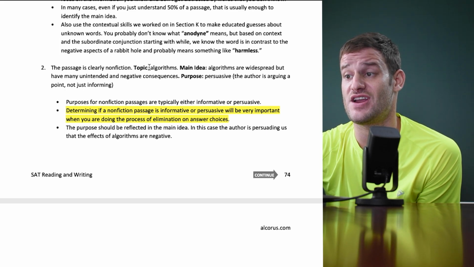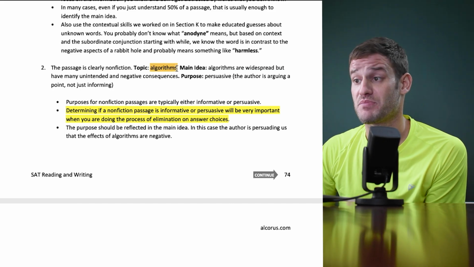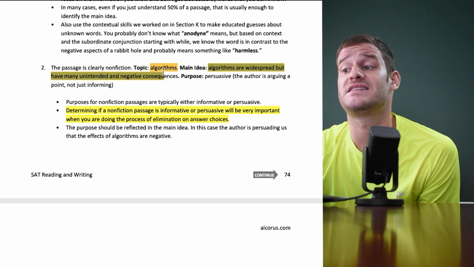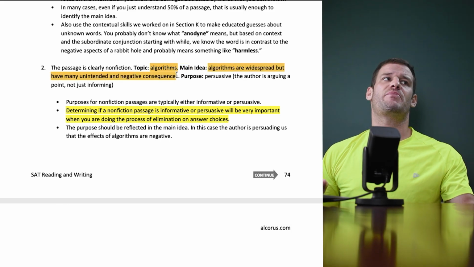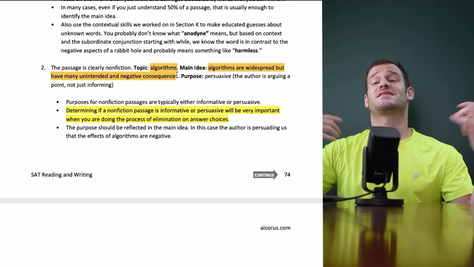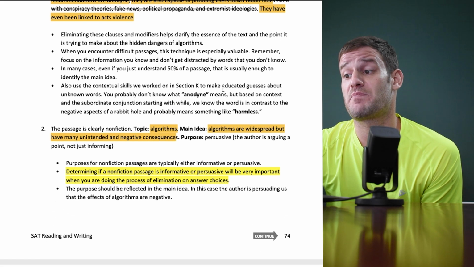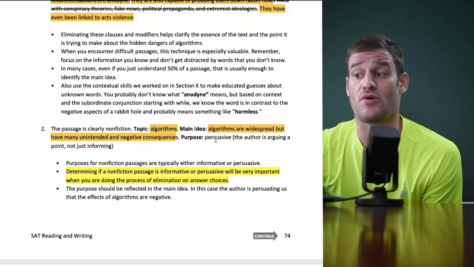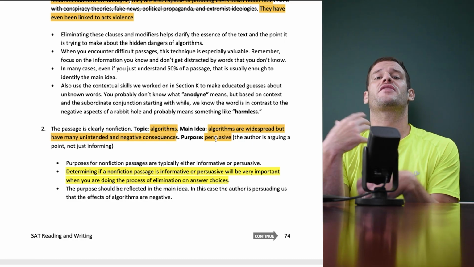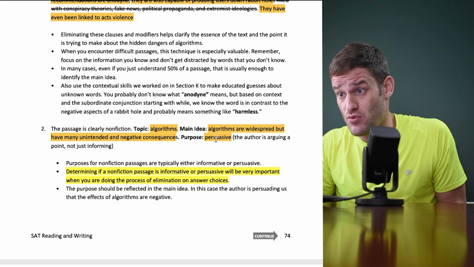So the topic here is clearly algorithms. And for nonfiction passages, it's the topic, main idea, and purpose. Now, the main idea is that algorithms are widespread but have unintended and negative consequences. The first half of that passage is how algorithms are used and their popularity. The second part is arguing that they have a lot of these negative consequences. Now, the purpose, which is very, very important and you can see it reflected in the main idea, is persuasive. The author is trying to persuade you that algorithms are bad in many ways.